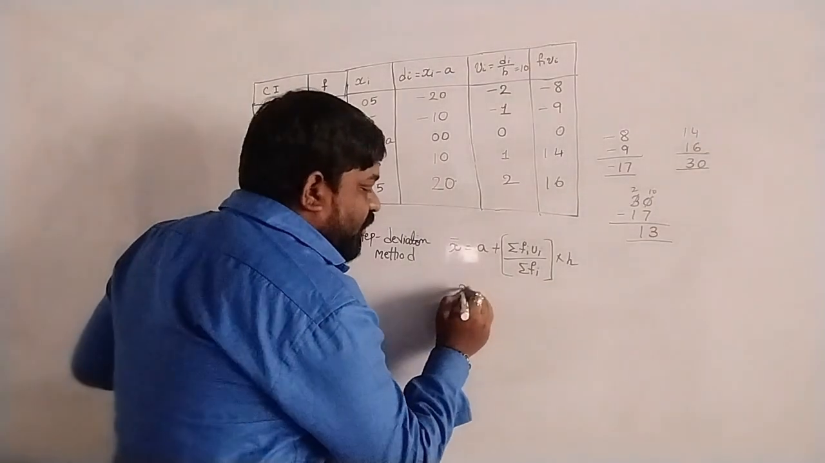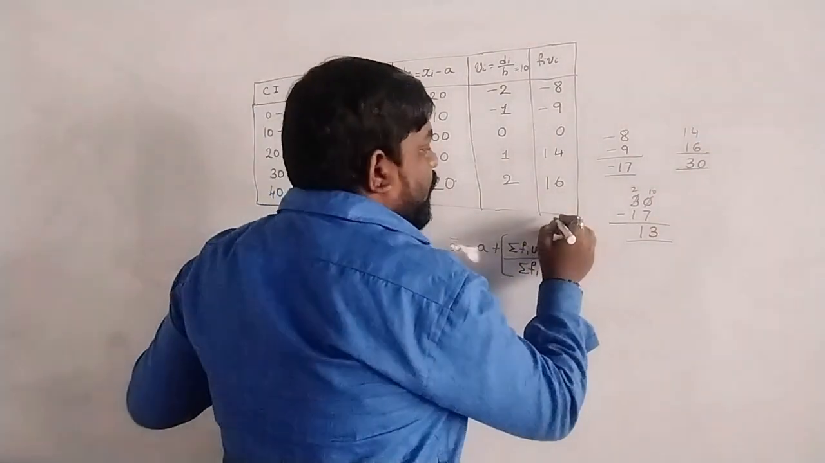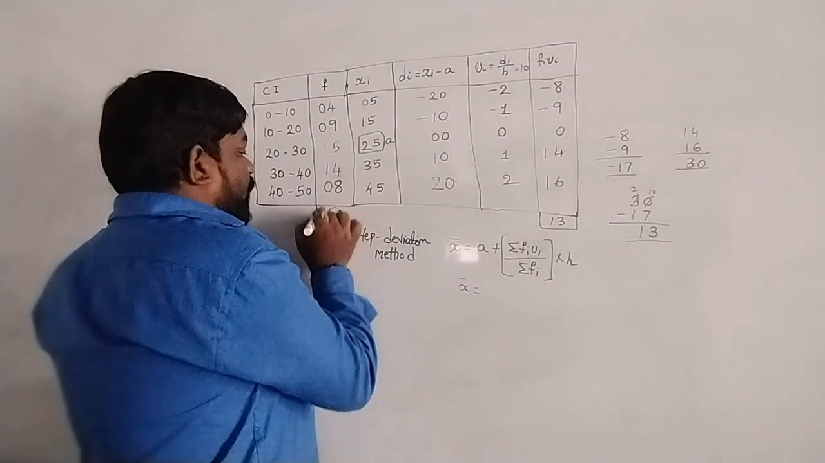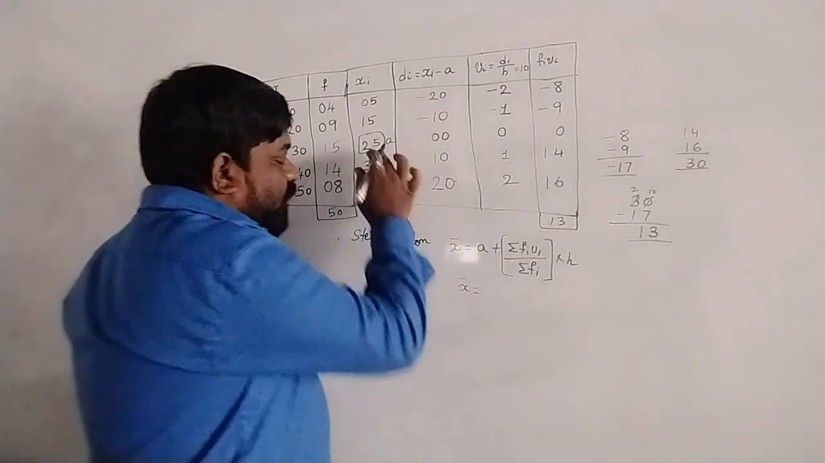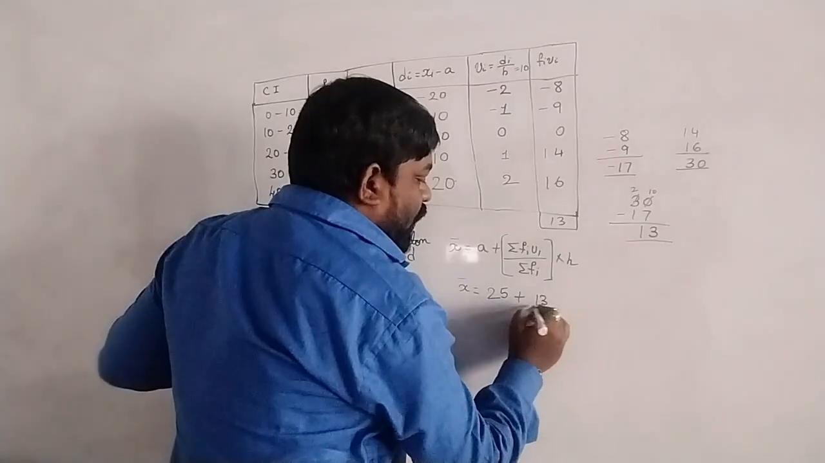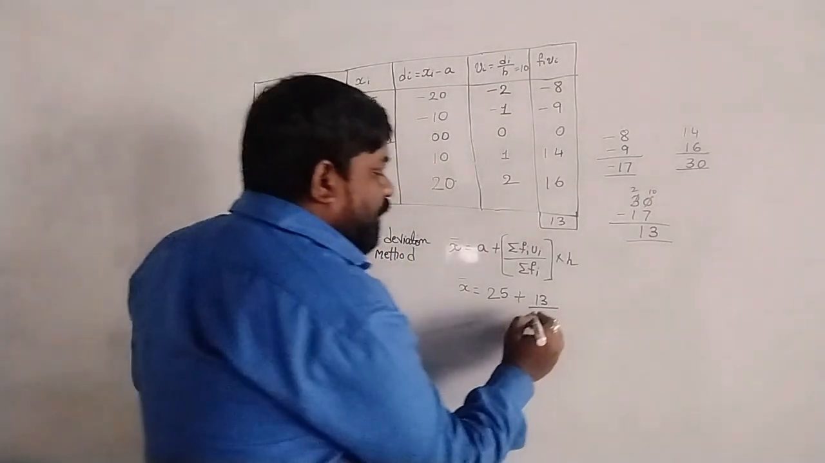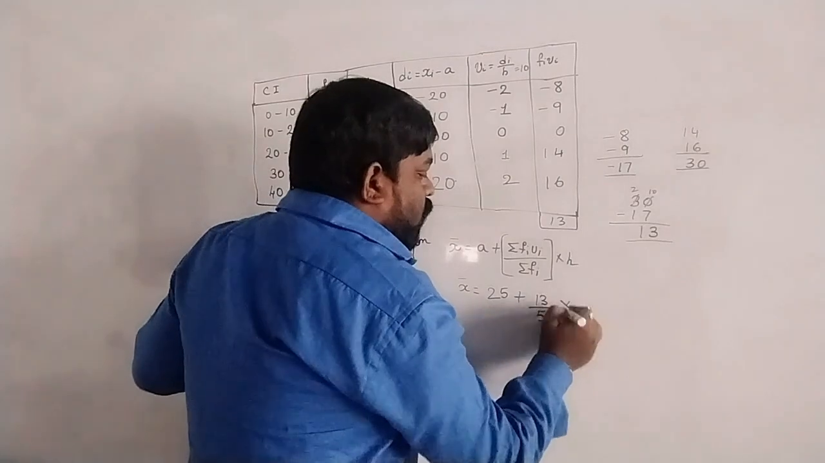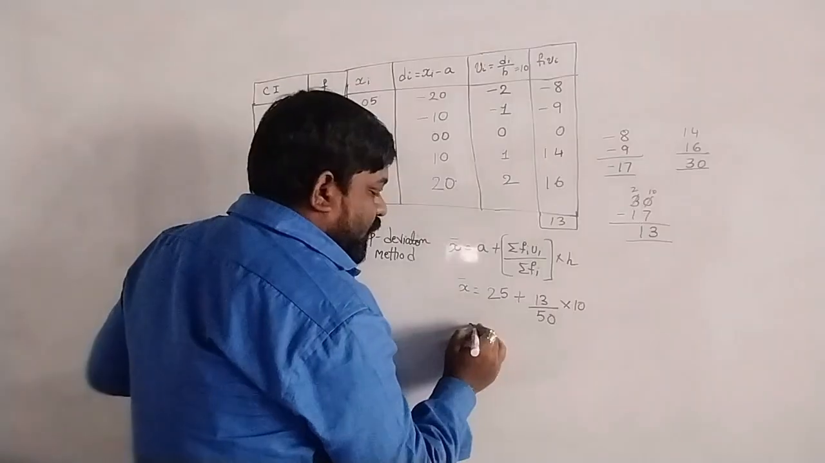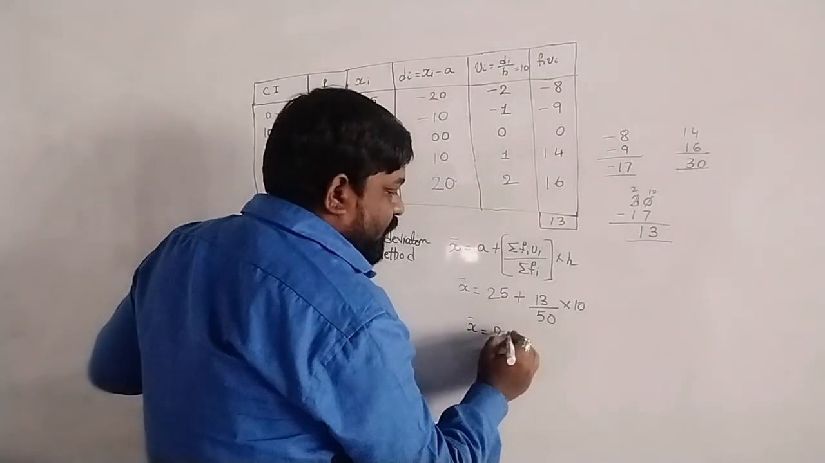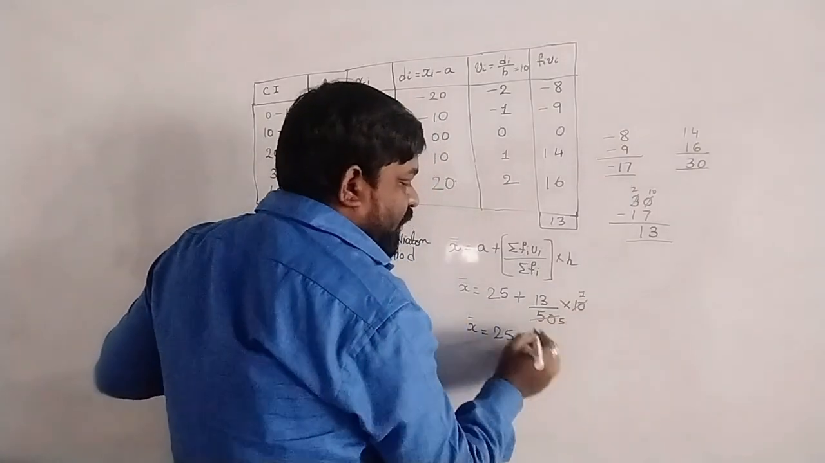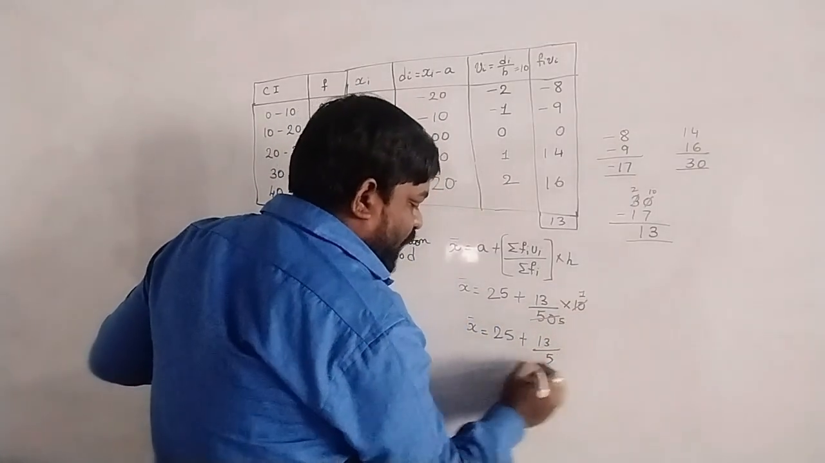Now substitute the values here. X dash equals, here we got 13 and sum of fi is 50. Assumed mean is 25. 25 plus 13 divided by 50 into class size 10. So we will be getting x dash equals 25 plus, 10 ones are 10, 10 fives are 50. We have 13 by 5.